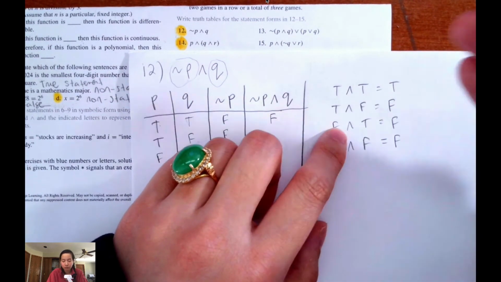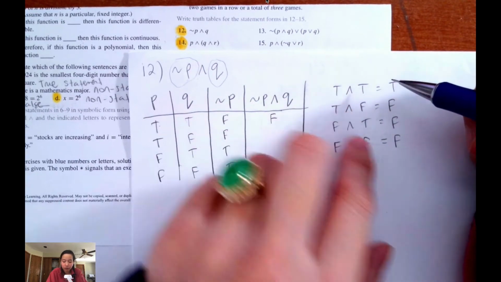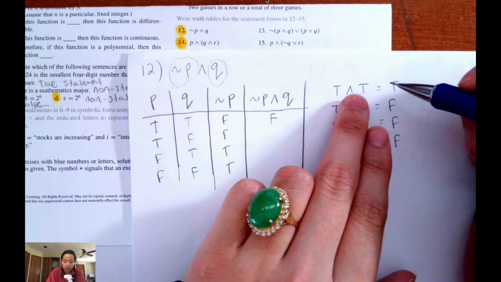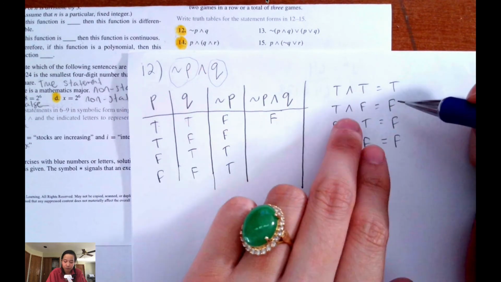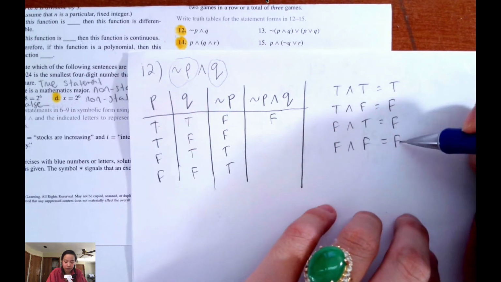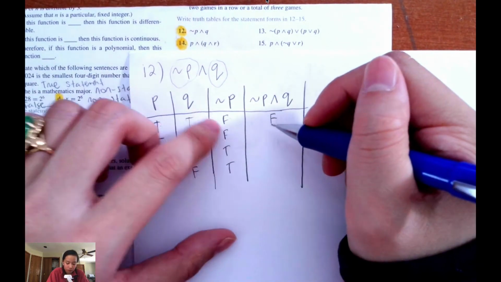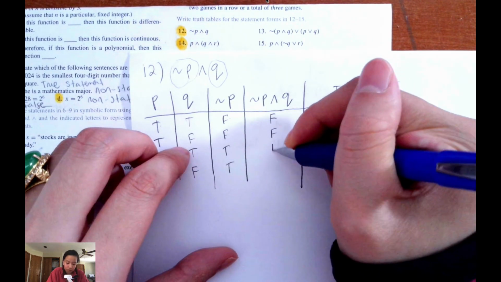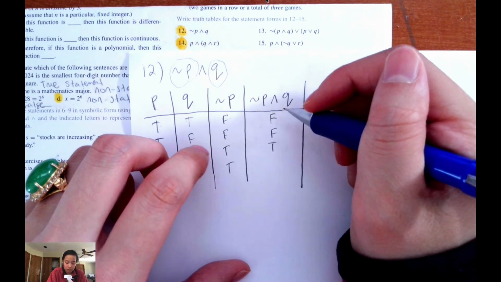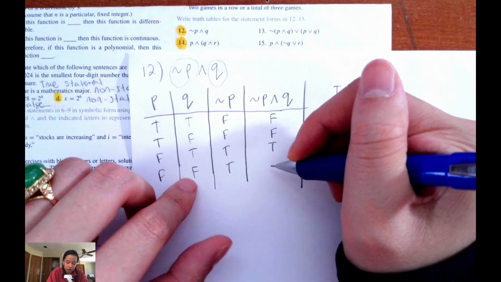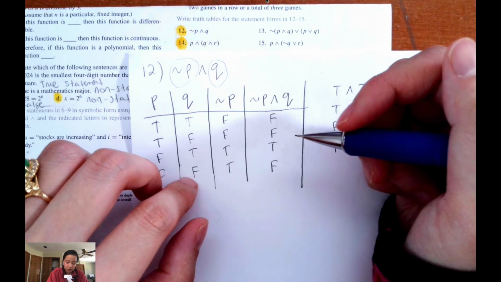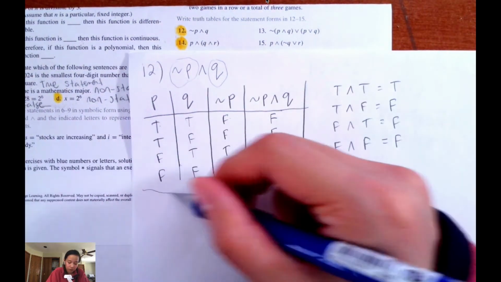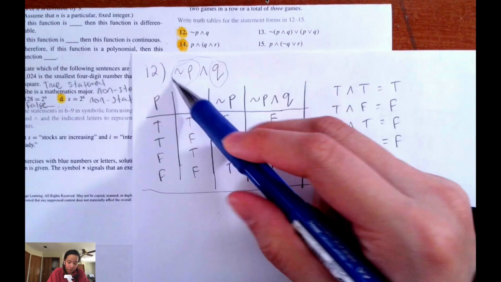But the idea I'm trying to say is, if you have two truths, it's the only way for the conjunction to be true. Other than that, it's always going to be false. So false and true is false. False and false is false. True and true is true, because we have two truths. And true and false is again false. So this is the truth table for this statement form.